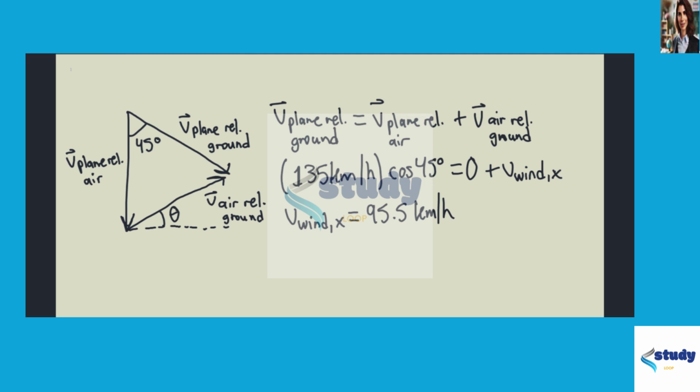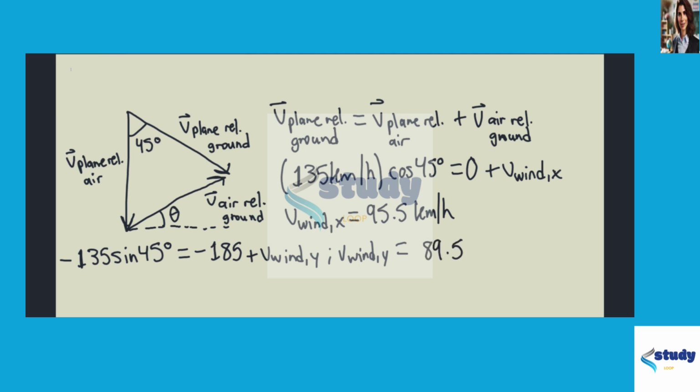Now let's equate the y components. So we can say negative 135 sine of 45 degrees would equal negative 185 plus the velocity of the wind in the y direction. We can say the velocity of the wind in the y direction would be equal to 89.5 kilometers per hour. And so we can solve for the magnitude.